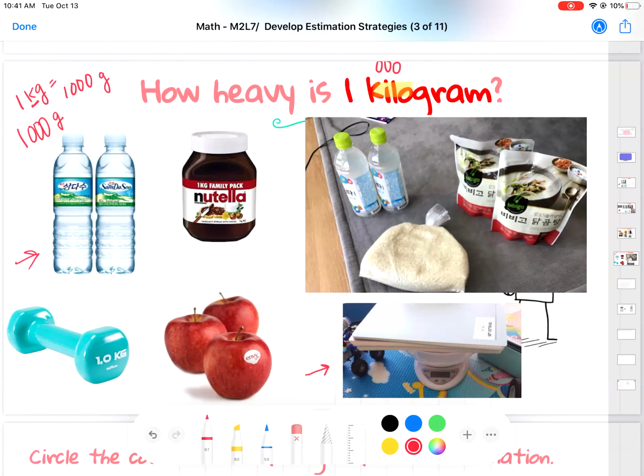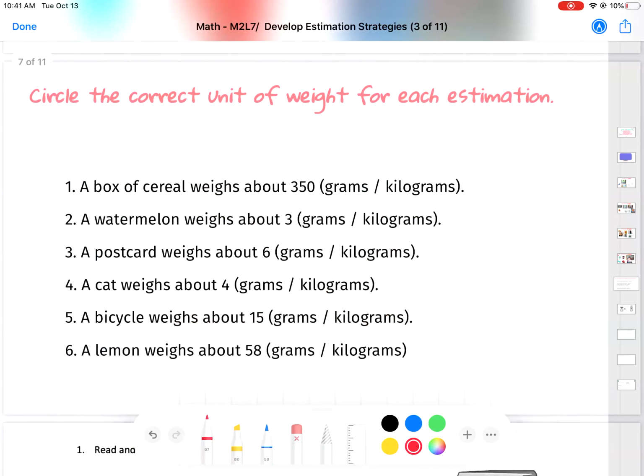So we talked about how 2 bottles of water are about 1 kilogram. And I also found some examples, and one student shared that 3 of our journal books are about 1 kilogram. And also 2 drinks, 2 bags of soup, and also 1 bag of rice. So there were many interesting items that are about 1 kilogram. Now let's move on and practice more estimation.